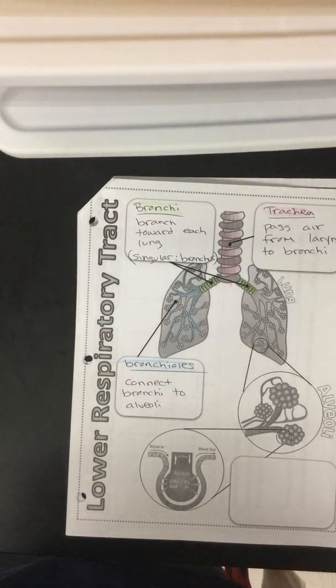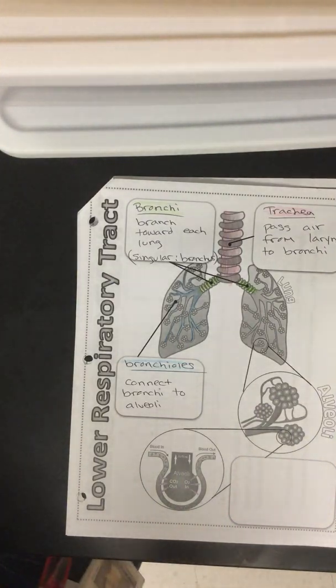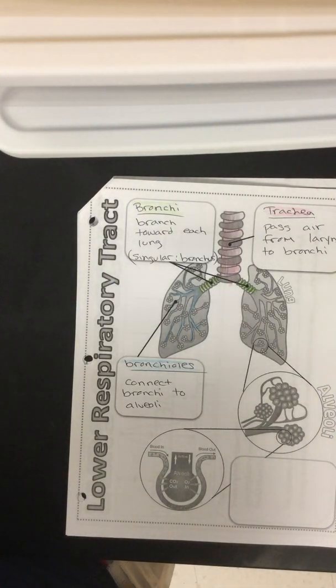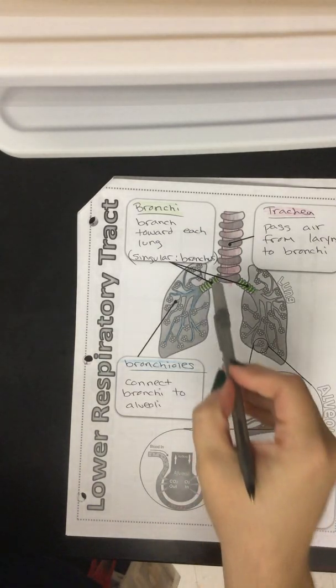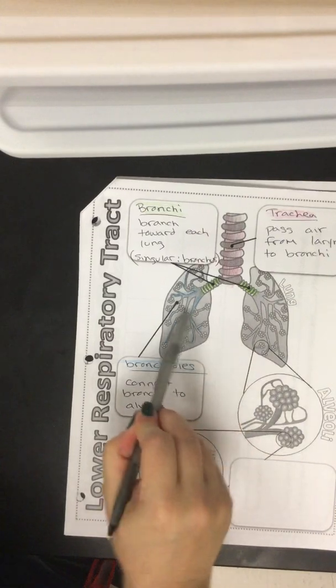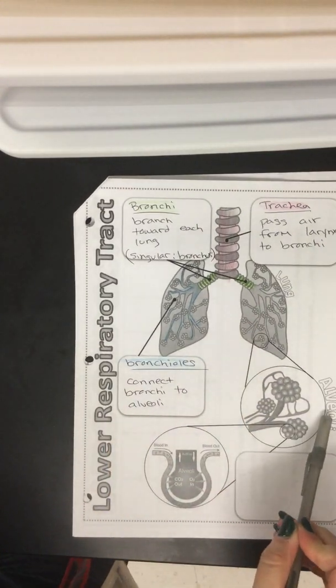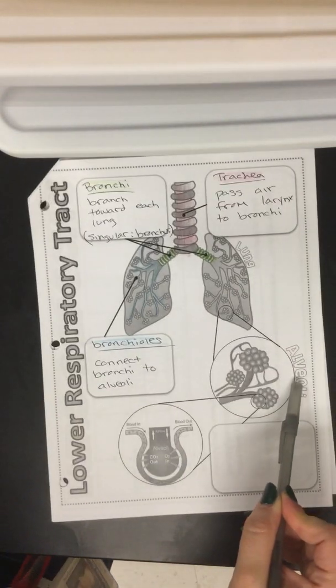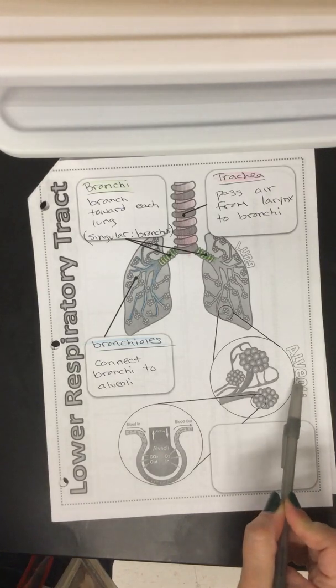We have not done any O2 and CO2 exchange. The gases are just moving. These are just the tubes. So it goes from the nose and mouth, pharynx, larynx, trachea, bronchi, bronchioles. When we get to the alveoli, that's when we're going to exchange the gases. All the other things are just tubes.